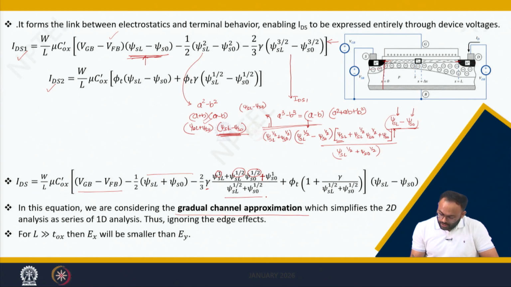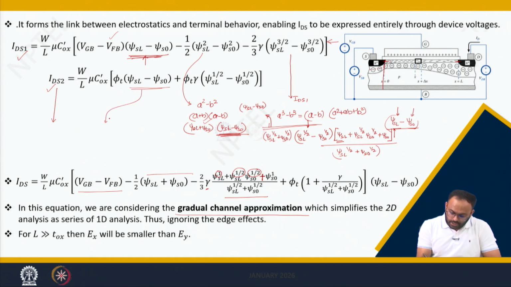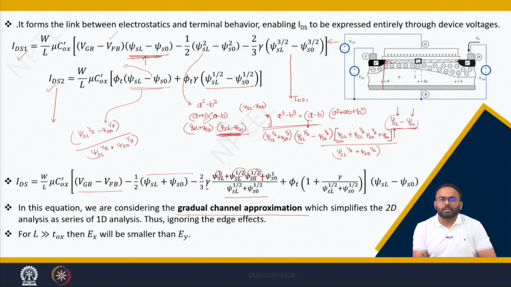Now, divided by psi SL to the power 1 by 2 plus psi S0 to the power 1 by 2. Now, let us analyze IDS2. Again, if you want to take out psi SL minus psi S0 from this equation, this is taken out and this can be written as psi SL to the power 1 by 2 minus psi S0 to the power 1 by 2, multiply and divide by psi SL to the power 1 by 2 plus psi S0 to the power 1 by 2.